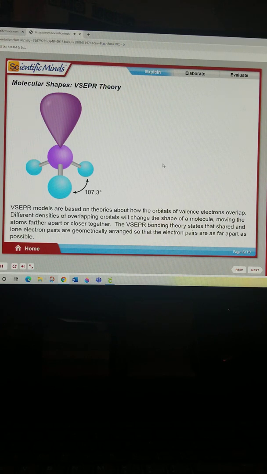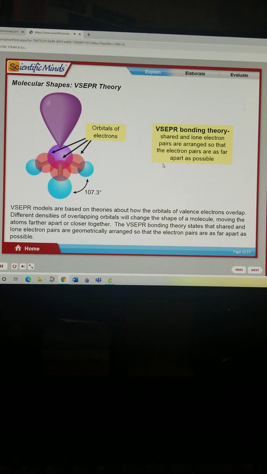VSEPR models are based on theories about how the orbitals of valence electrons overlap. Different densities of overlapping orbitals will change the shape of a molecule, moving the atoms farther apart or closer together. The VSEPR bonding theory states that shared and lone electron pairs are geometrically arranged so that the electron pairs are as far apart as possible.